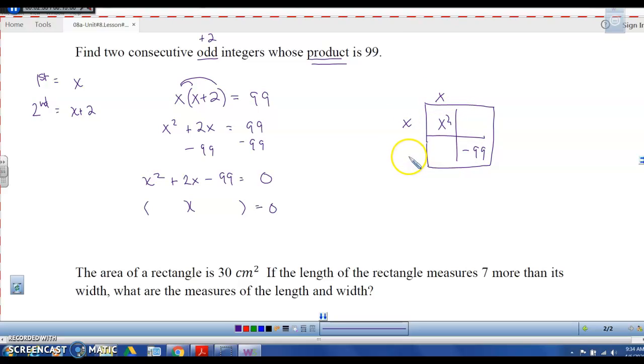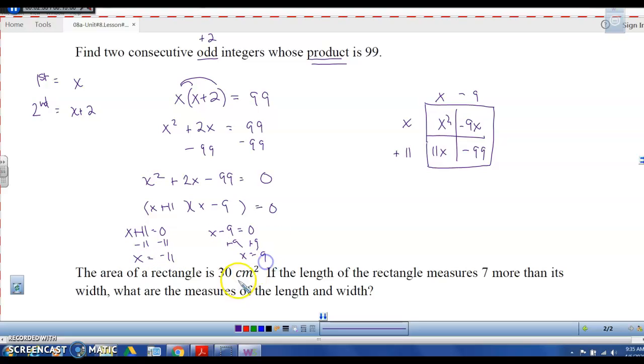Well, how about 11 times 9? That gives you 99. So that would be 11 and 9. Now I want it to be positive 2, so it'd have to be plus 11 minus 9. So that gives me negative 9x plus 11x, and that'll add up to 22 or 2x. So that gives me x plus 11, x minus 9 equals 0. X plus 11 equals 0, x minus 9 equals 0. So this one is going to be negative 11. And this one's going to be 9.